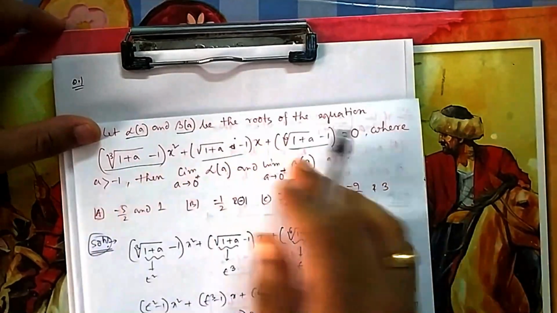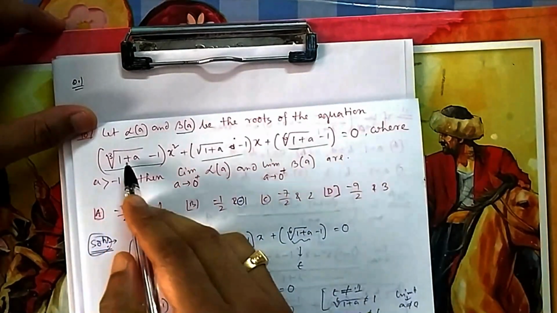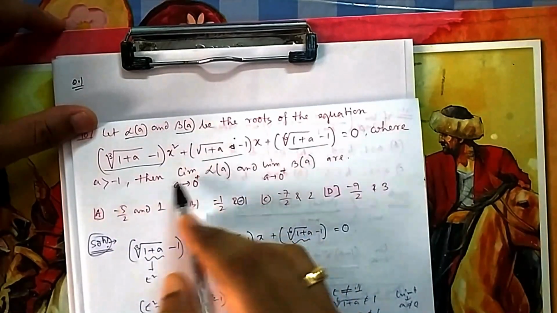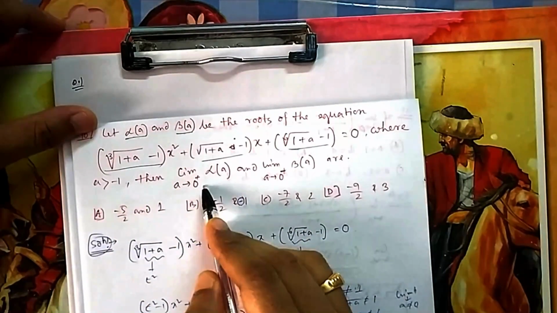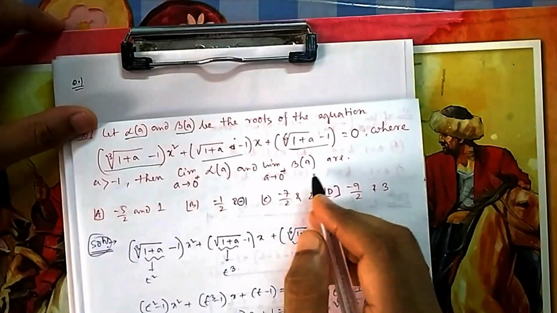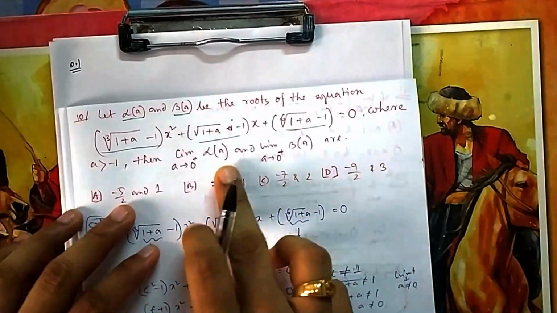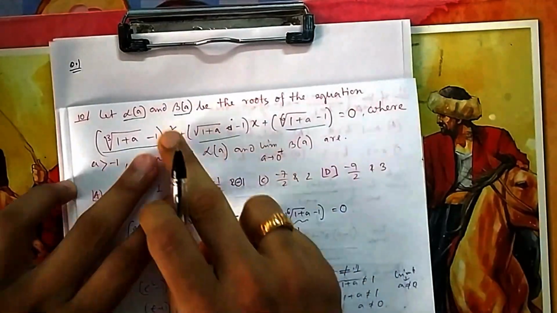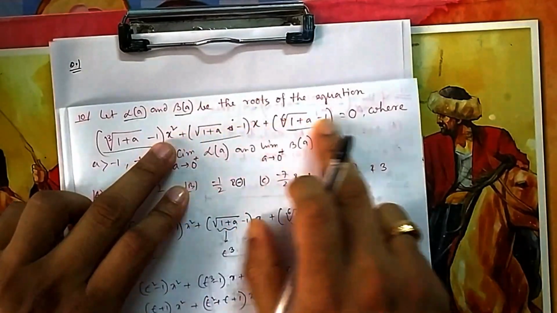These are the roots of this one, where a is greater than minus 1, so that it doesn't become negative. The limit as a tends to 0 for alpha a and beta a, what should be its limit? Now alpha a is a root, which means if you put x equal to alpha, it should satisfy.